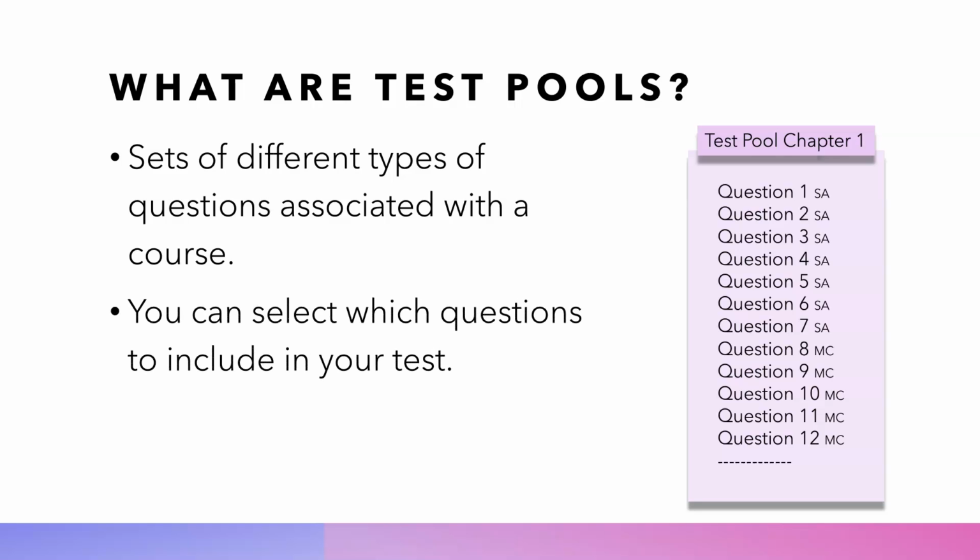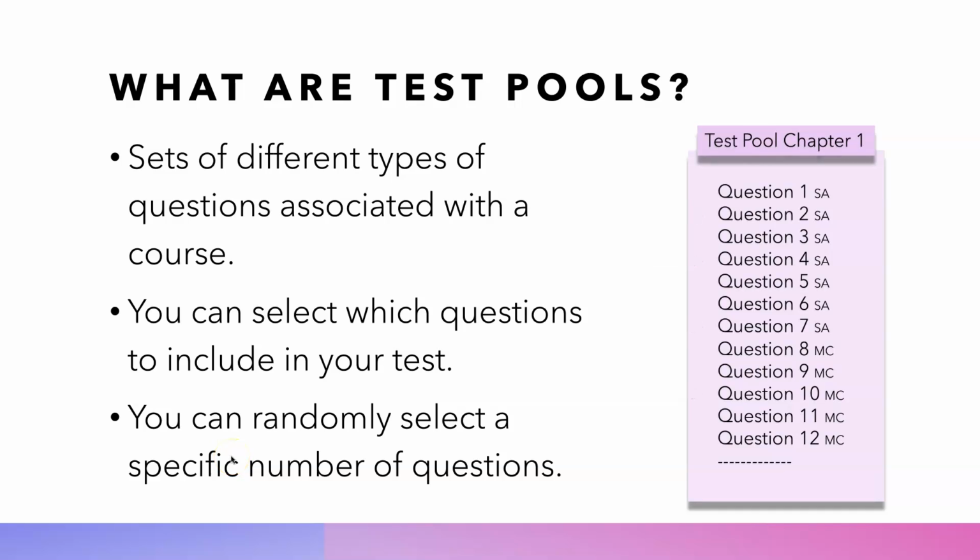Once you have imported the questions into Blackboard, you can select which questions to include in your test. You can also randomly select a specific number of questions. For example, you may indicate that you want 5 questions selected from this pool of questions. Alternately, you may say that I want 3 questions selected from the short answer questions and 2 questions selected from the multiple choice questions. And these questions will be selected randomly from this pool.